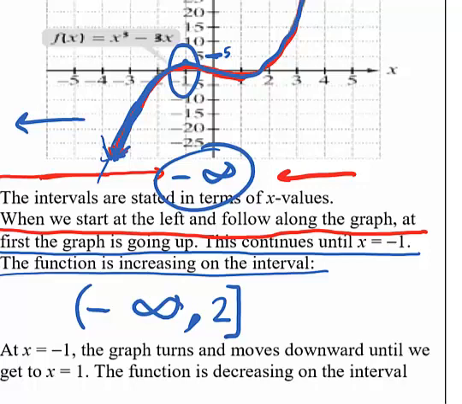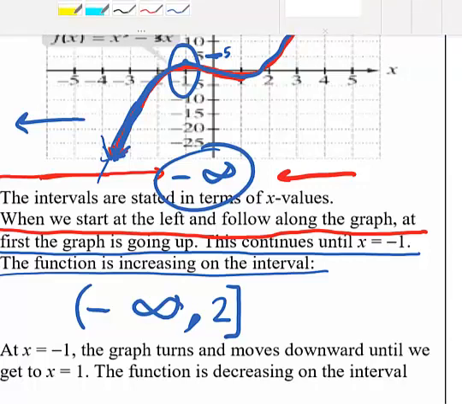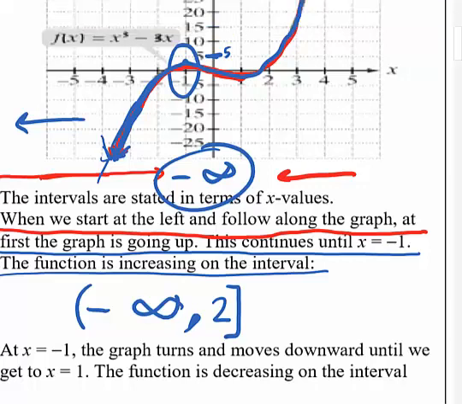Wait, dang it. You guys, did I just go against what I just said? Oh my gosh, I'm losing my mind. I'm sorry. I had just said that when we're doing this, we're looking at x values only. Oh my gosh. We're looking at x values.